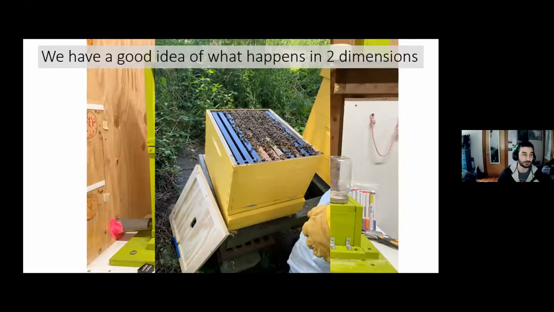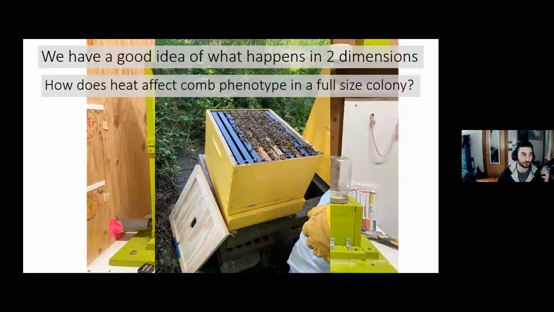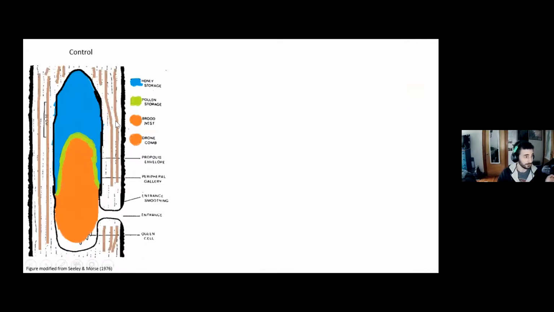And importantly, they're 3-dimensional. You can see here that the honeybees are spread across, in this case, 4 frames. So they really have a 3-dimensional shape to them, not the 2-dimensional shapes we've been looking at before. So what I want to know now is, how does heat affect comb phenotype in a full-size colony? So again, a full-size colony, represented here as a colony constrained by the size of a cavity in a tree, is arranged with honey on top, represented in blue, brood below, represented in orange, with a thin strip of pollen between the two.